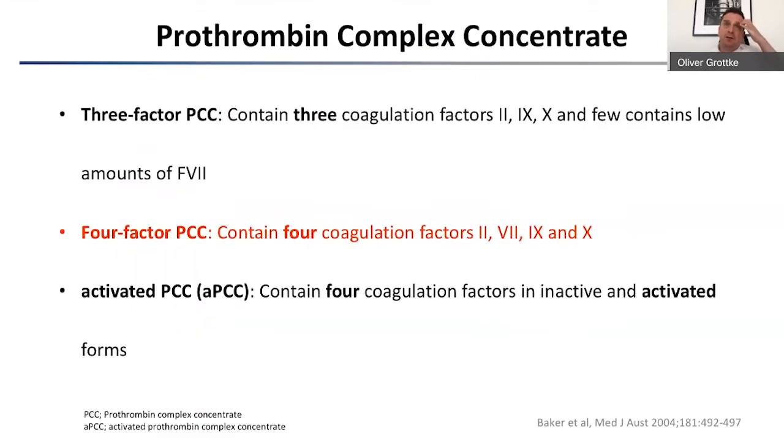In the context of this talk, it's also important to remember that we have different prothrombin complex concentrates. We have the 3-factor PCC, which contains the coagulation factors 2, 9, and 10, and small amounts of factor 7. Then there is activated PCC, also called FEIBA, which contains activated coagulation factors. But in the context of this talk, and this is what we pretty much use across Europe, is a 4-factor PCC, which contains the coagulation factors 2, 7, 9, and 10.